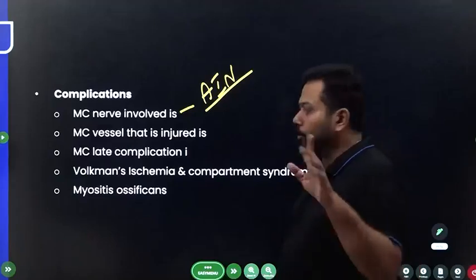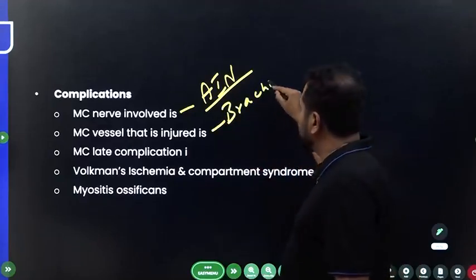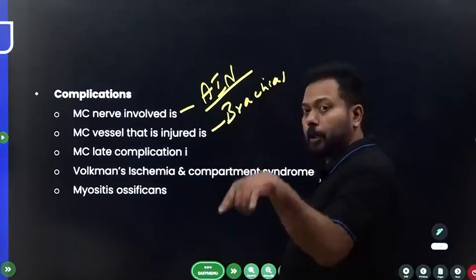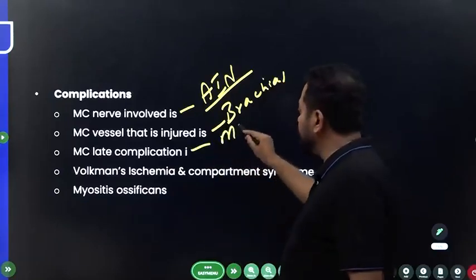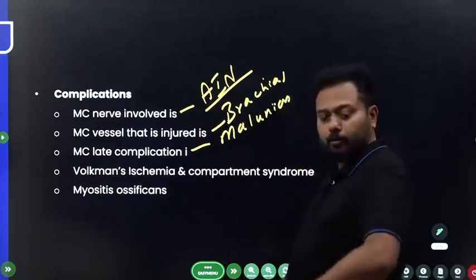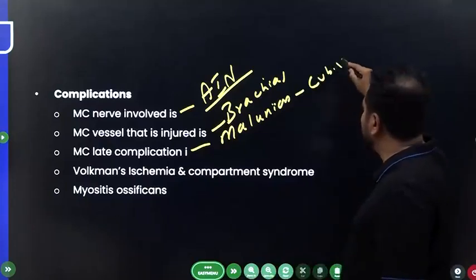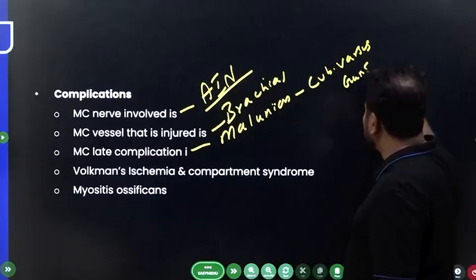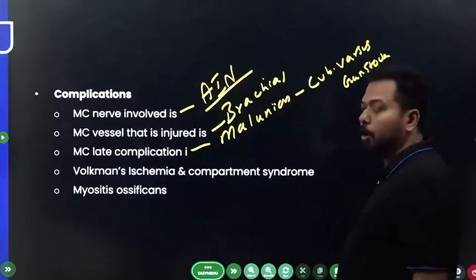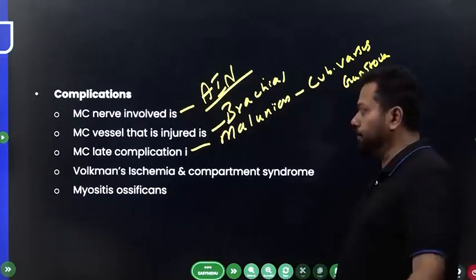So, the complications of supracondylar fracture: the most common nerve involved is the anterior interosseous nerve. Most common vessel injured is the brachial artery. Most common late complication is malunion. This malunion is called cubitus varus deformity, otherwise called gunstock deformity. If they ask a question, most common late complication is malunion, gunstock deformity, otherwise called cubitus varus.